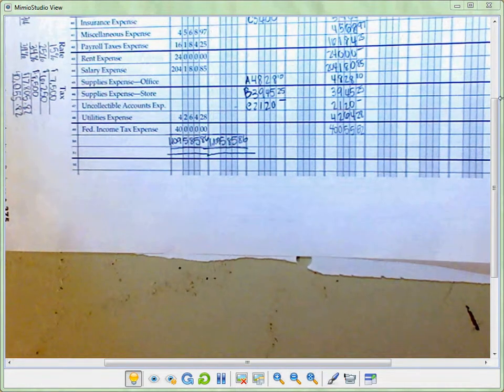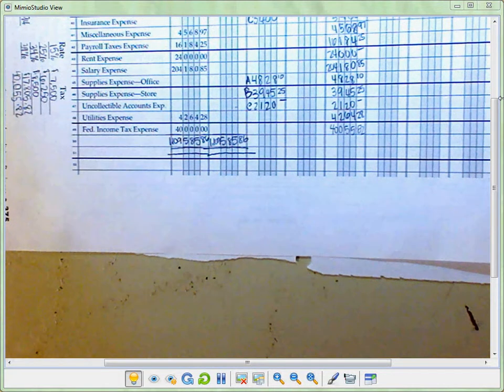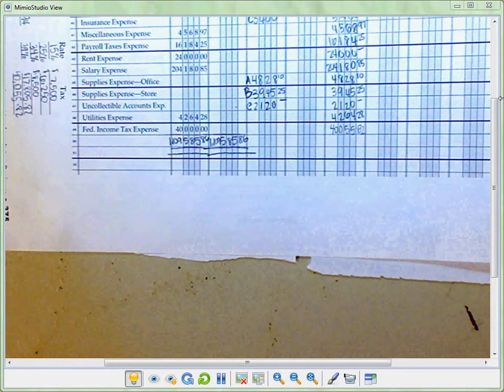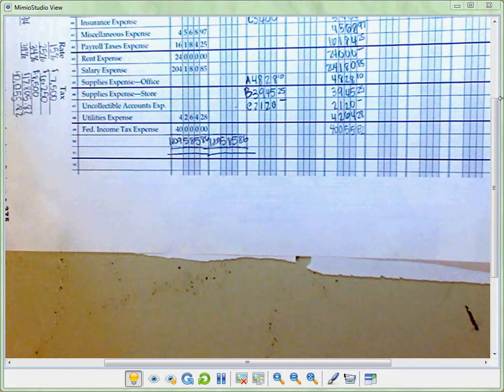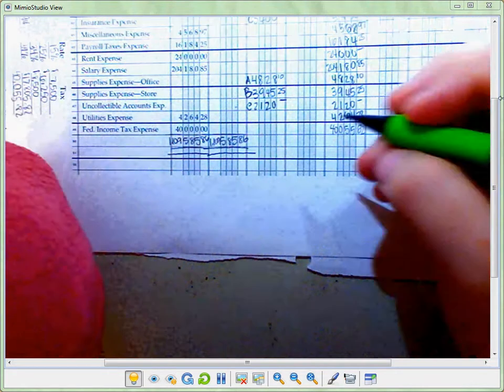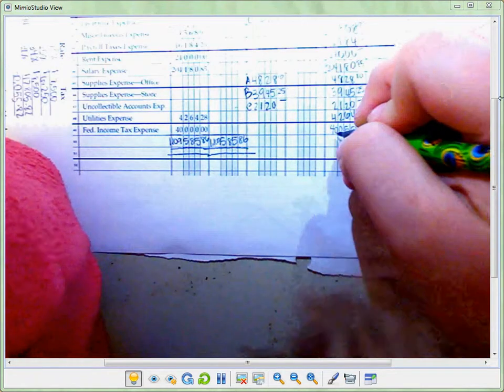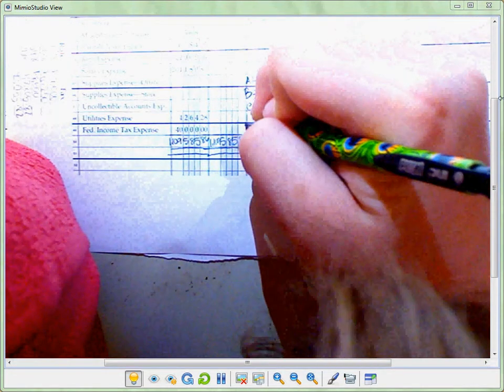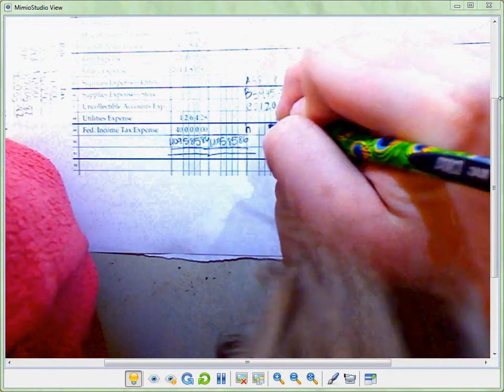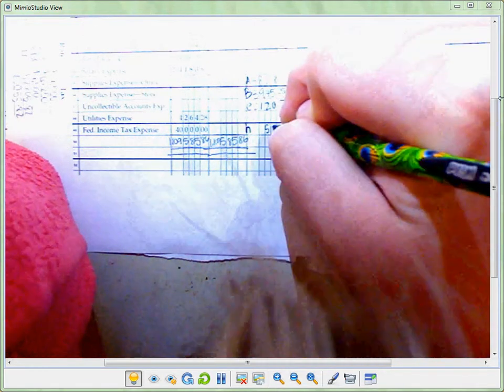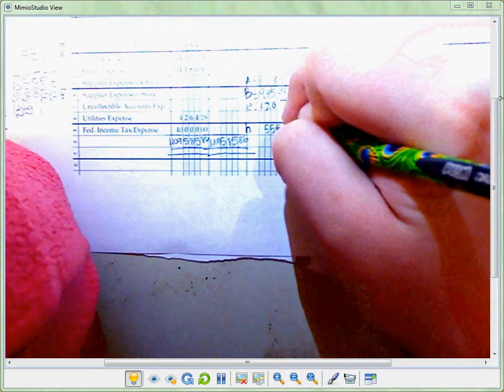Okay, but that does not match that 40,000, right? No. Okay, so we need to know what is the difference. 55,000 or 55 almost. Okay, $55.82. So in our adjustments, is that going to be a debit or a credit? A debit. So a debit, and it's letter H. $55.82.